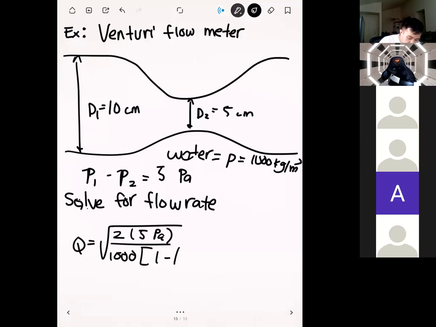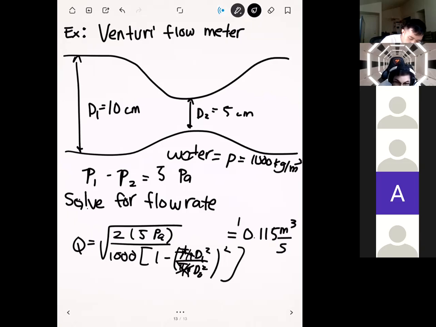And so A2 over A1 squared, that's going to be pi over 4 D1 squared over pi over 4 D2 squared, squared. Okay. And so if we cancel these out, pi over 4 cancels out. We plug everything in, and we get 0.115 meters cubed per second. Okay. So just a very simple example, just so you can see it plugged in like that.